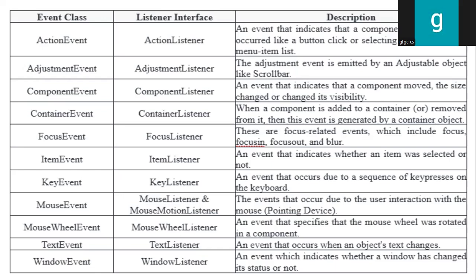Next is the WindowEvent class. For that we need the WindowListener. What is the function of this class? It is an event which indicates whether the window has changed its status or not.